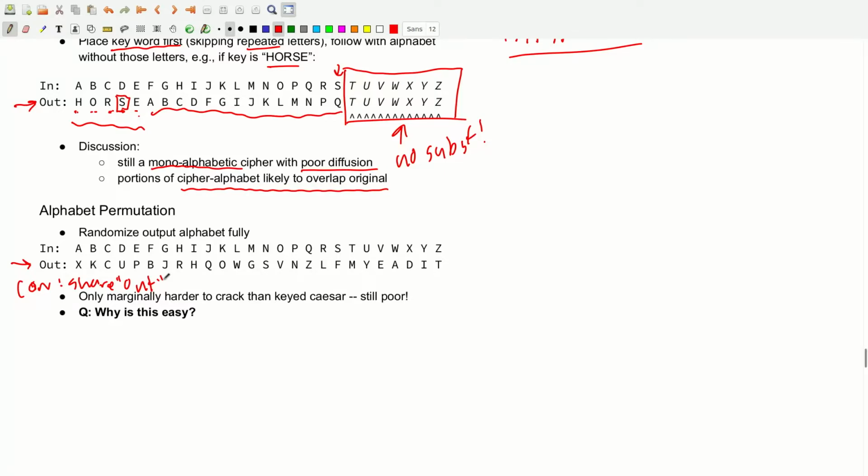Okay, and it's also really only marginally harder to crack than keyed Caesar or regular Caesar, for a number of reasons. The first reason is we still have very poor diffusion. So if I write attack, I'm going to get X, TT is going to be MM, A is X again, C is C, it just so happened that, and K is O. Okay, so once again we have the same structure of the first two, these two are the same, and then these letters are unique. And so we're not hiding the structure at all.